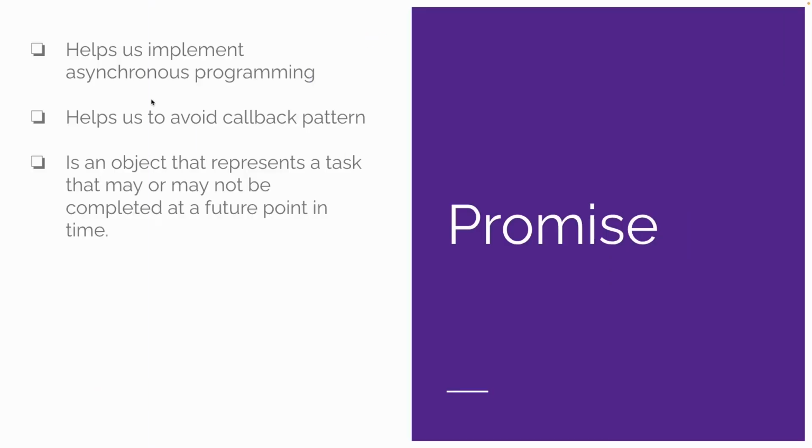The next feature in line is promises. Now promises help us implement asynchronous programming. Promises also help us to avoid callback patterns. End of the day, a promise is just an object that represents a task that may or may not be completed at a future point in time. Let's see the problems with the callback patterns and let's see how promises can help us write better code when it comes to handling asynchronicity.